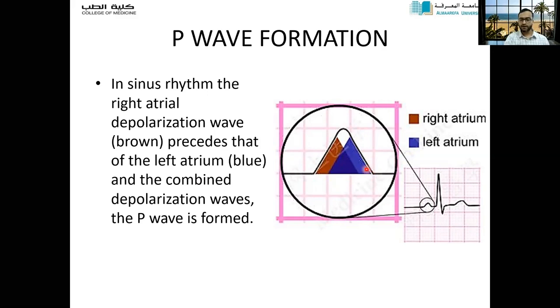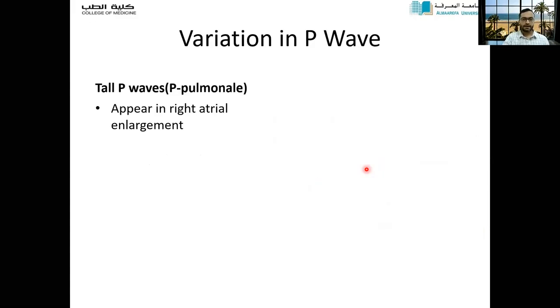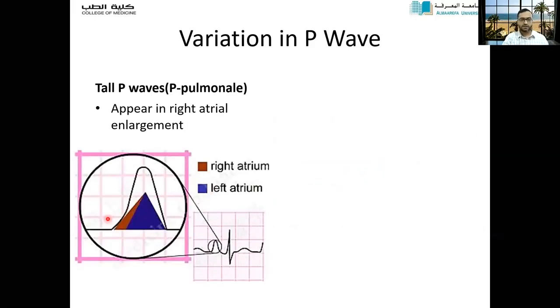But sometimes you will find variation in the shape. Sometimes you will get a very tall P wave, and this is common whenever there is right atrial enlargement. So what will happen? The right atrium will take more time for depolarization, and it results in an increased height of the P wave, and it is also labeled as P pulmonale because many times it is associated with pulmonary stenosis. That's why the word P pulmonale is coming here.